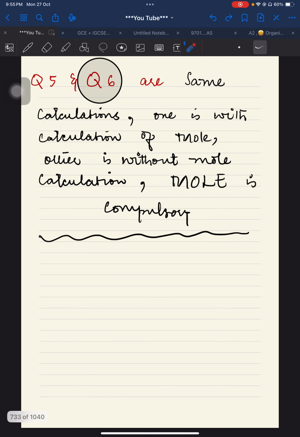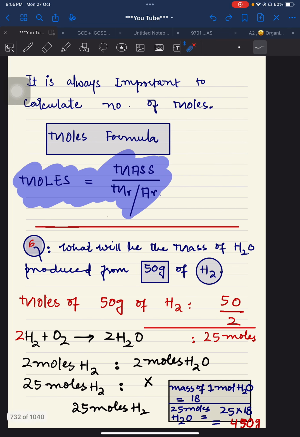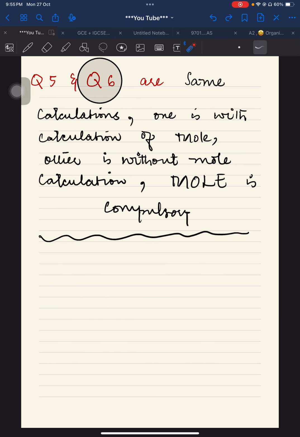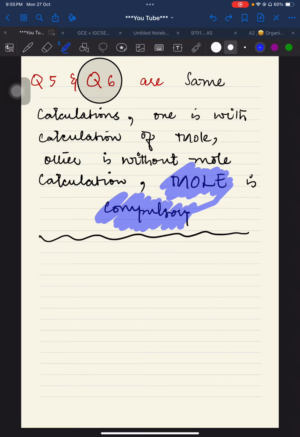Now questions number 5 and 6 are the same calculations. I'm just telling you about these two, with the same point which I have just explained. One is the calculation with moles, the other is without the moles calculation. Moles are compulsory, which I have mentioned very clearly, and I'm going to highlight it as well so that everyone can be really clear about this concept.